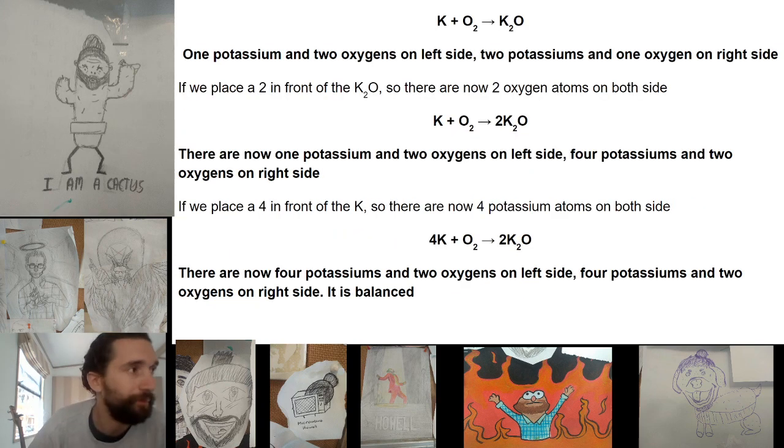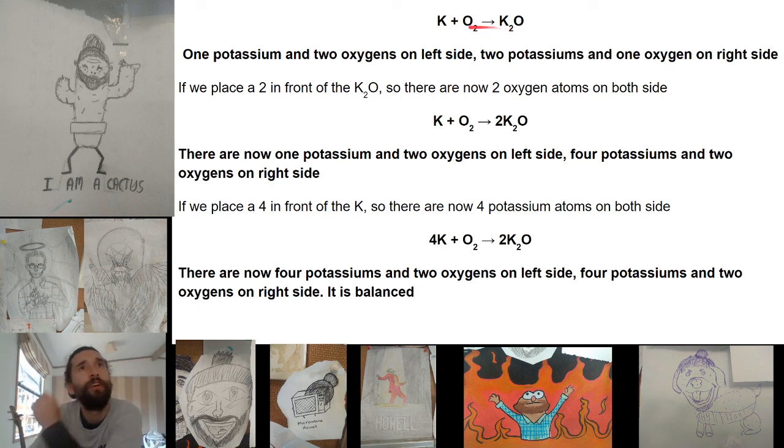So on the right, here's an equation. Potassium, K is a symbol for potassium for some reason, plus O2 goes to K2O. So I look at this and I see I've got one potassium on the left, two oxygens on the left, and I've got two potassiums on the right and one oxygen on the right.